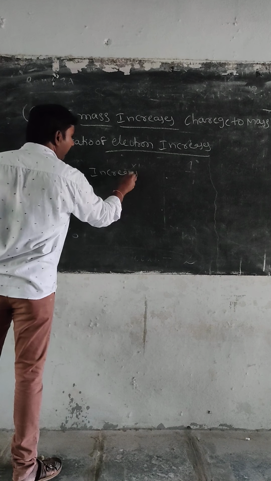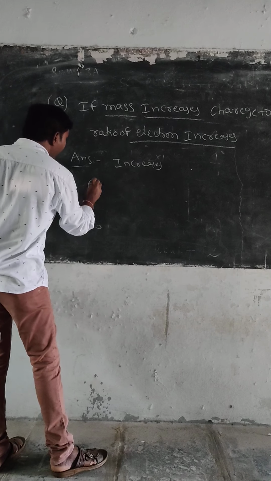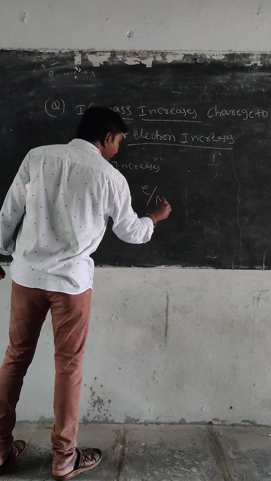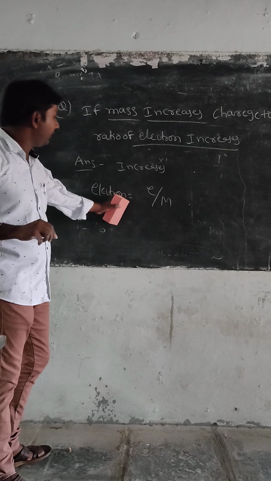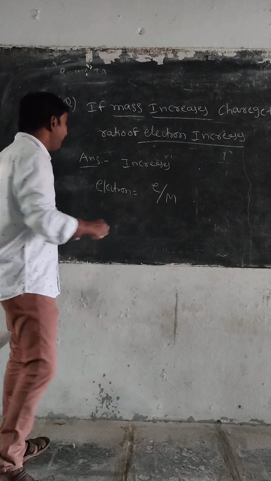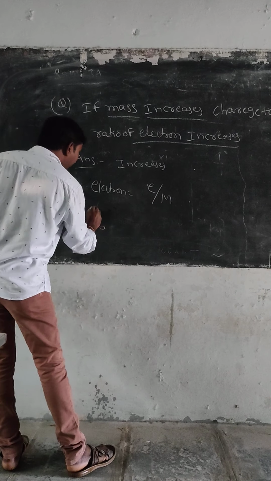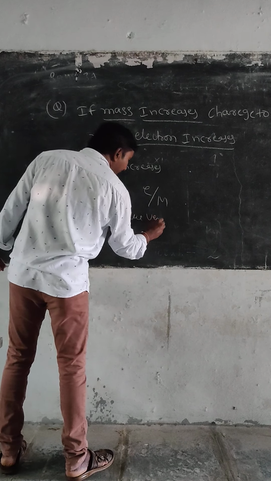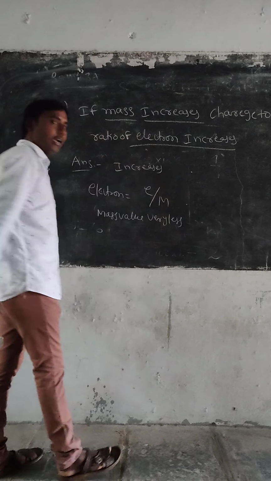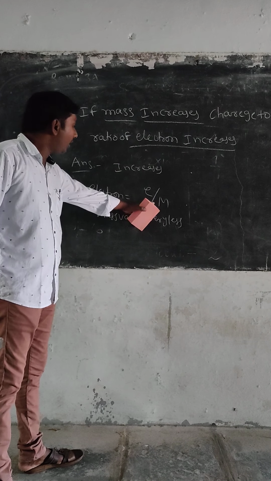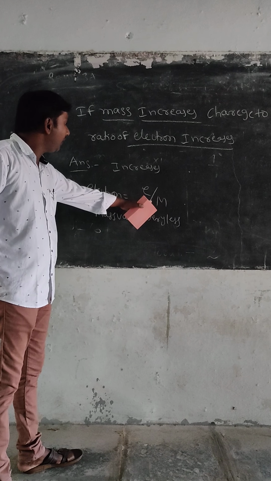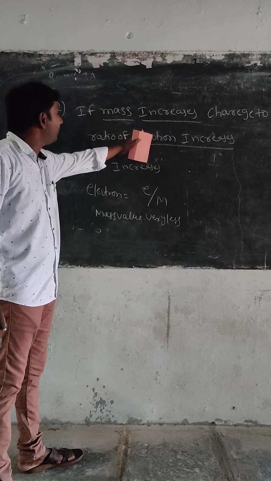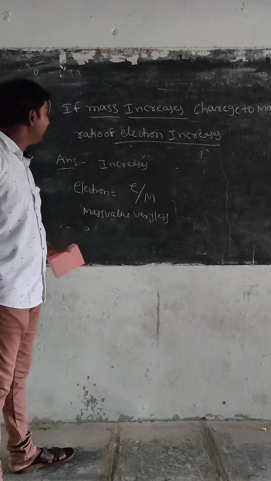It increases because the charge to mass ratio has mass in the denominator, and the electron mass is very small. Even if mass increases, the denominator value is already very small for the electron. Automatically the charge to mass ratio of the electron increases.